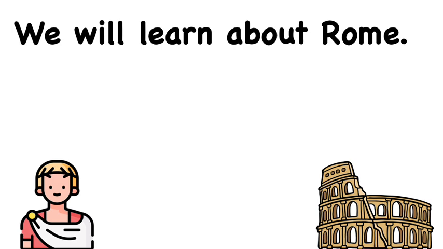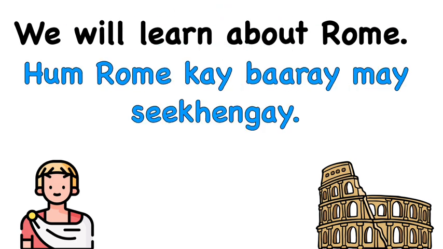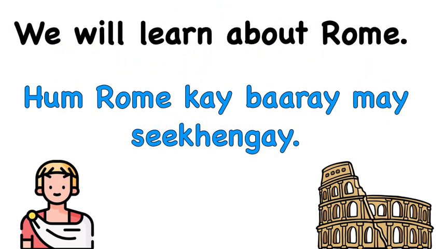We will learn about Rome. So first just do we will learn. How do we say that much in Hindi? We will learn. हम सीखेंगे. That's it. So now we need to add about and Rome. Rome is just going to be Rome. So that's simple. And about is के बारे में. So we have हम रोम के बारे में सीखेंगे.